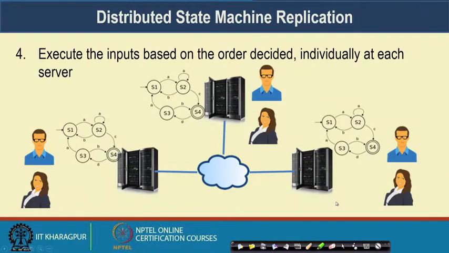Once this ordering is done, every individual system executes the inputs based on the order which has been decided, and executes them individually at each server. Once this information is executed in each server in that particular order, you know that first the transaction corresponding to Bob gets executed, then the transaction corresponding to Alice gets executed, and all the servers reach the same state, that both Bob and Alice have transferred their share of the money.